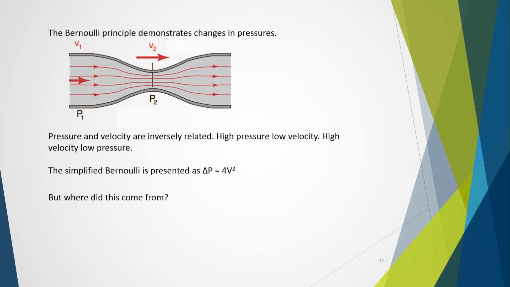Since the pressure has dropped at the narrowing, we're now able to derive a pressure gradient. A change in pressure has occurred. The simplified Bernoulli equation presents as a change in pressure is equal to 4 times the velocity squared. But where did this actually come from?